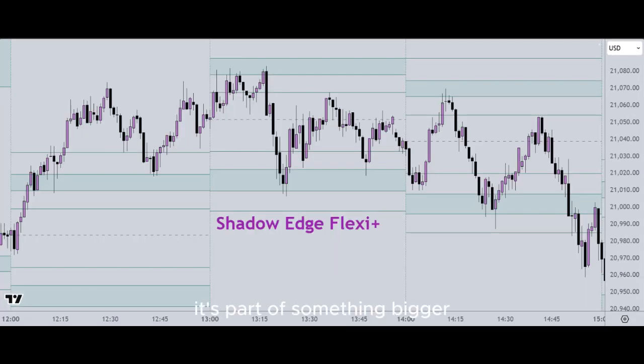It's part of something bigger. Flexi Plus was built to map structure. Yes, but also to build connection. If you've ever felt lost on the chart, you're not alone. Many of us started that way.